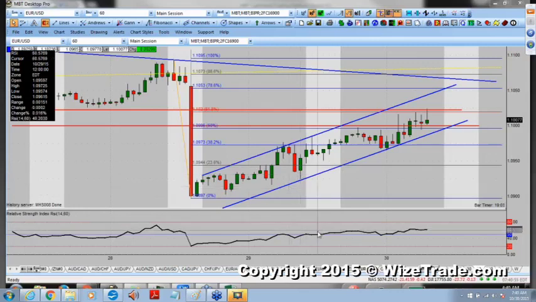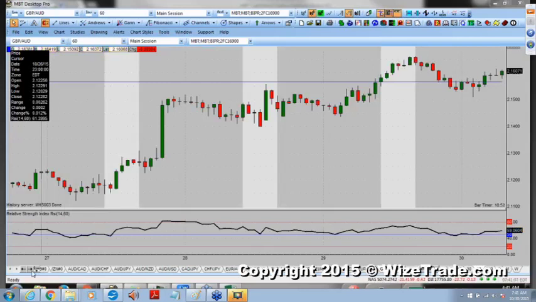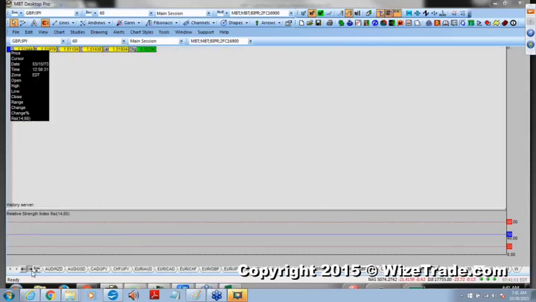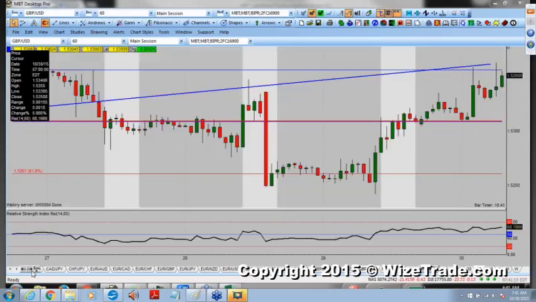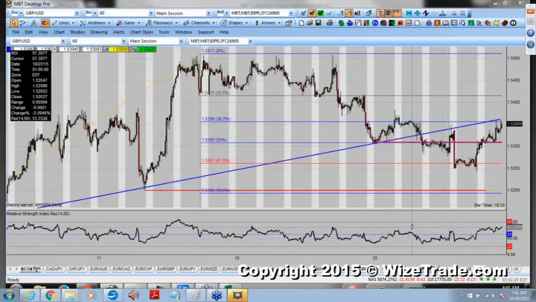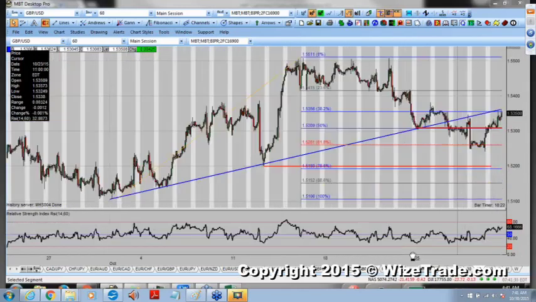Okay, let's go over to the cable. So the cable, what did we write down for resistance yesterday? I can't remember. 153.10. Okay, so 153.10, and then I think we said there's a possibility we can get to 153.50. 153.50 is the underside of this trend line. You notice? So here's your trend line here. We're literally here.